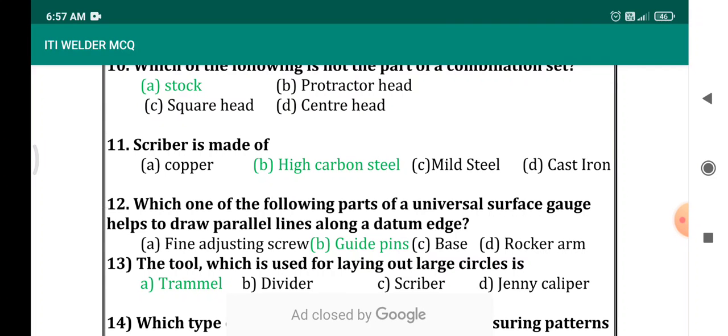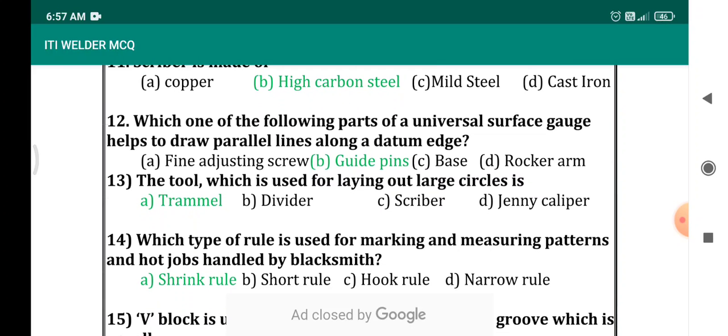Which of the following parts of a universal surface gauge helps to draw parallel lines along a datum edge? Options: the fine adjusting screw, the guide pin, the base, the rocker arm. The correct answer is the guide pin. The part which is used for drawing parallel lines along a datum edge is called a guide pin.